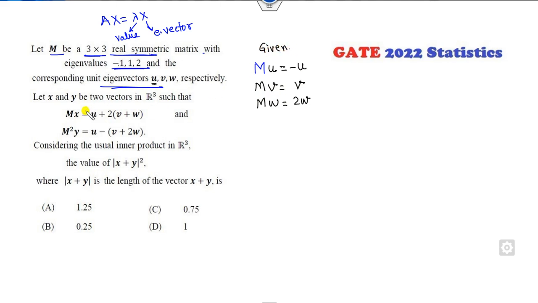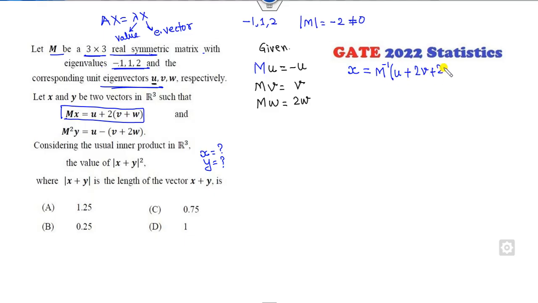Consider the 2 vectors x and y as here. Then you have to find the length of this. How can you find the length of this? Your target is to first find the value of x, and find the value of y. M has the eigenvalues minus 1, 1 and 2. So what is the determinant of this? Minus 2, which is non-zero. So I can find the value of x from this case. Because the determinant is non-zero, that's an invertible matrix, so I can multiply both sides by M inverse of u plus 2v plus 2w.